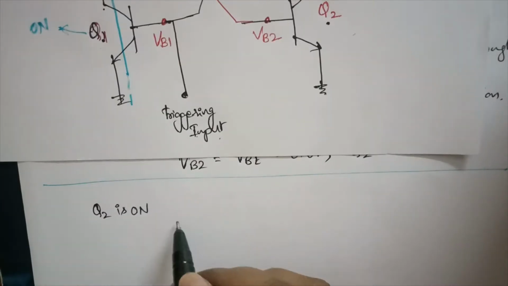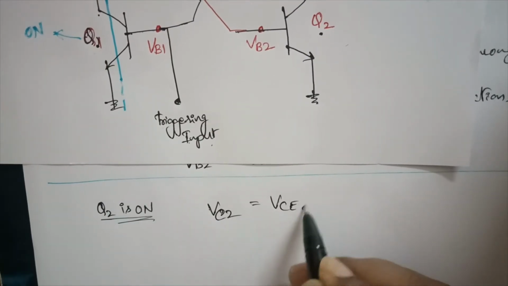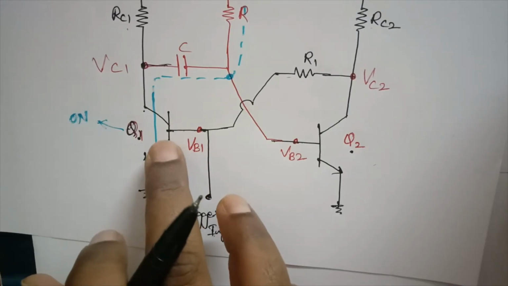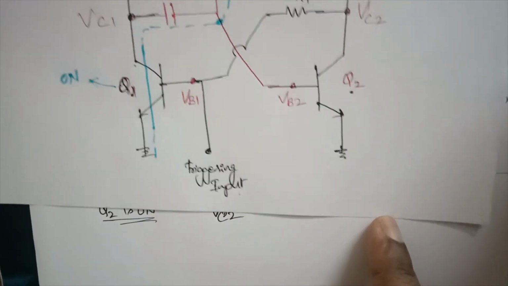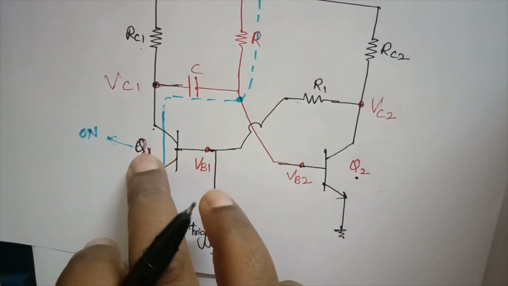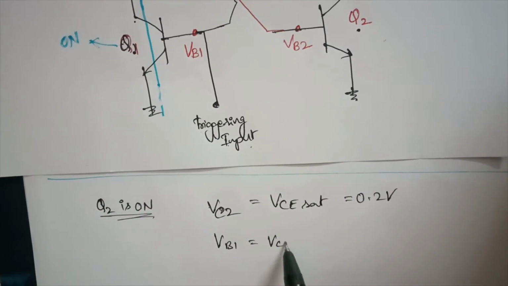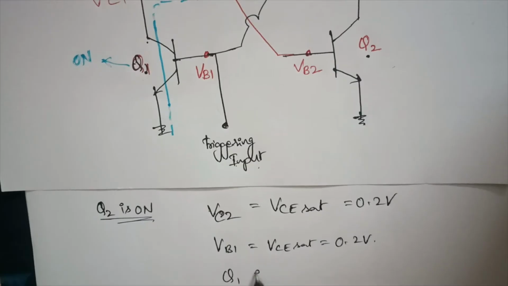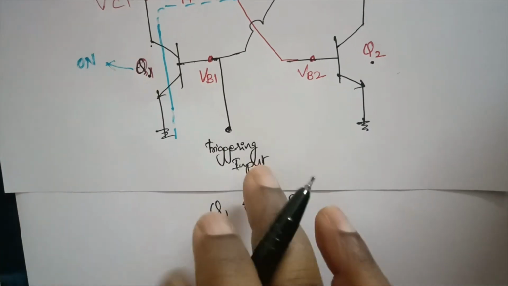When Q2 is on, VC2 becomes VCE sat. What is the VCE sat value? Minus 2 volts. This minus 2 volts is applied to Q1, so it is not sufficient to switch on Q1. So Q2 is on and this VC2 is applied to Q1. So VB1 becomes VCE sat, so it is also 0.2 volts. Therefore Q1 is off.